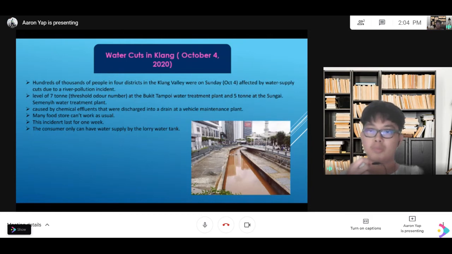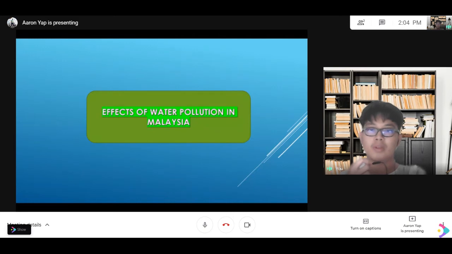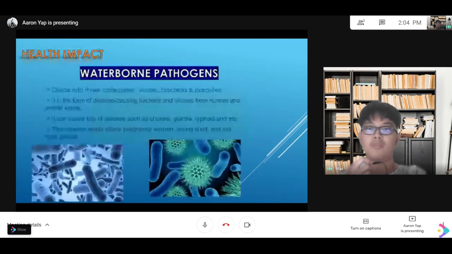The pollution was caused by chemical effluents discharged into a drain at a vehicle maintenance plant. Many food stores couldn't work as usual and the incident lasted for a long 1 week. Consumers could only have water supplied by lorry water tanks. In the picture, as you can see, the water turned yellowish because of the chemical substance that polluted the water in Klang. The effects of water pollution in Malaysia cause health impacts on humans.